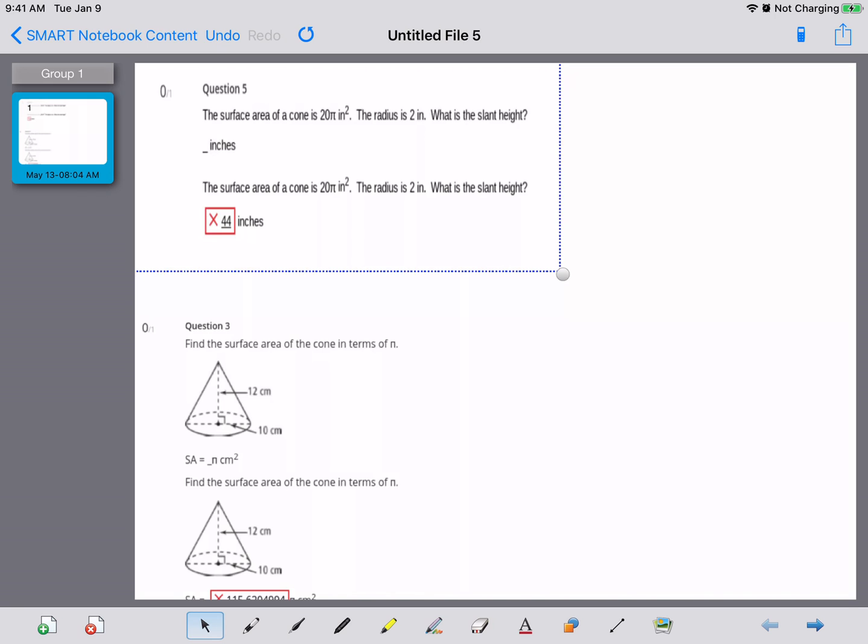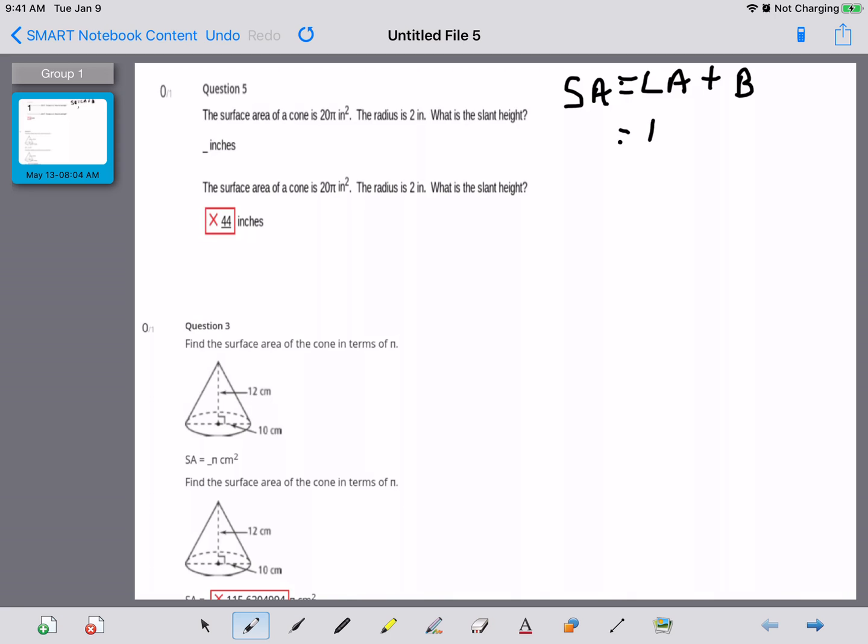The surface area of a cone. So if I have a surface area of a cone, and I'm looking at surface area, remember, surface area is LA of a cone plus B. Excuse me, plus B. Let's erase that and get that in right. Plus B. Now, LA is pi r L, okay, plus my base, which is pi r squared.